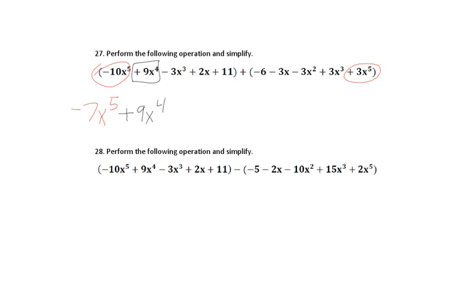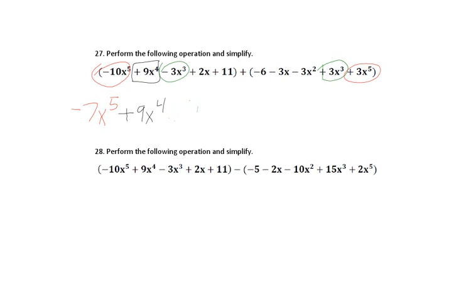Okay, next I see negative 3x cubed. In the other group, I see positive 3x cubed. Well, negative 3 plus 3 is 0, so you have a choice. You can write 0x^3, or the better choice is, don't write it at all. I'm not going to write anything, so I'll erase that. Alright, moving on.